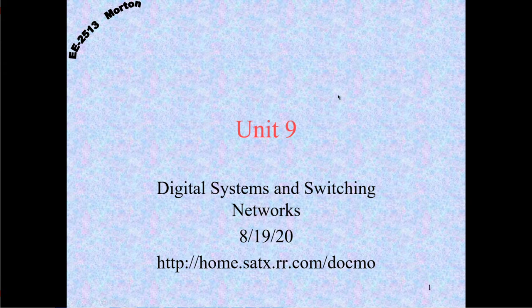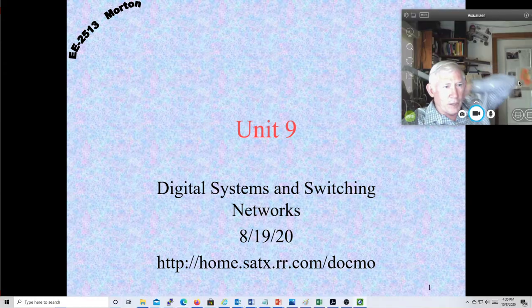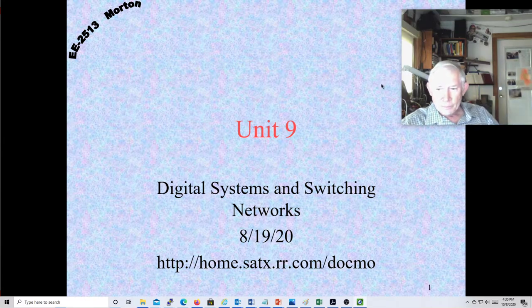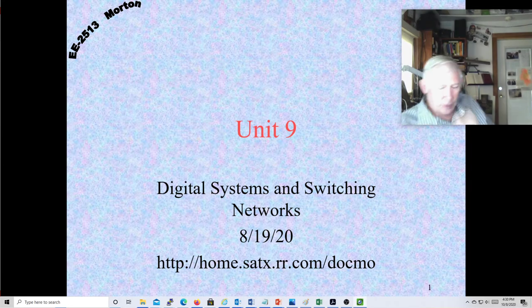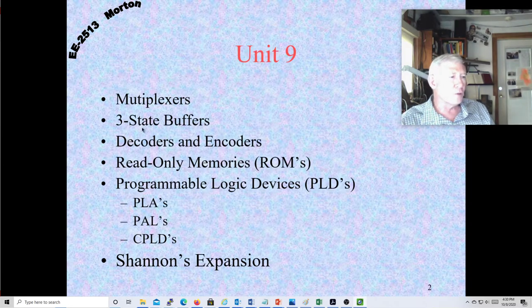Okay, so Unit 9. We've already been through this once, so I'm just going to hit the highlights. This won't be a particularly long lecture. We covered multiplexers, three-state buffers or tri-state buffers, decoders and encoders, and read-only memories. Then we talked some about programmable logic devices and a little bit about Shannon's decomposition, or Shannon's expansion.